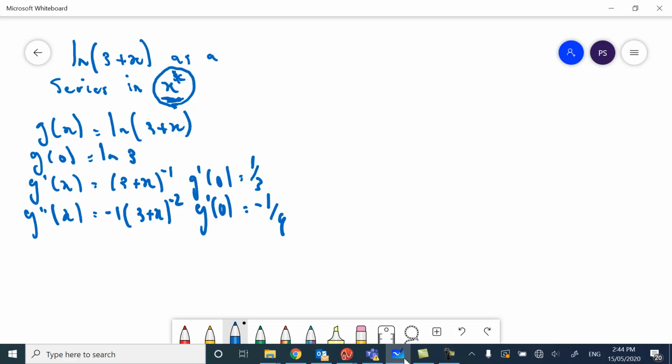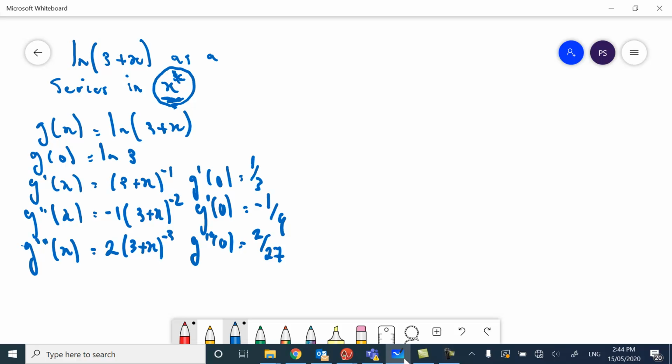And then the next one will be g triple dash x, which will equal 2 times (3 plus x) to the minus 3. So g triple dash 0 is going to equal 2 on 27. Okay, so we can straight out now write out our Maclaurin series for that.